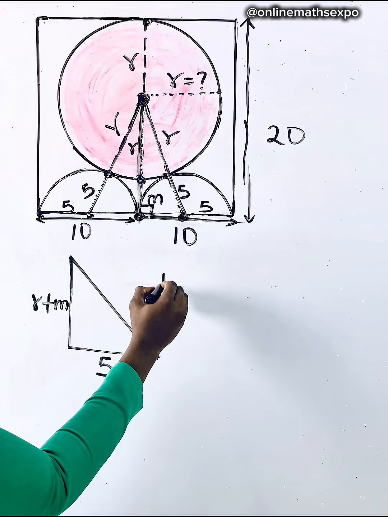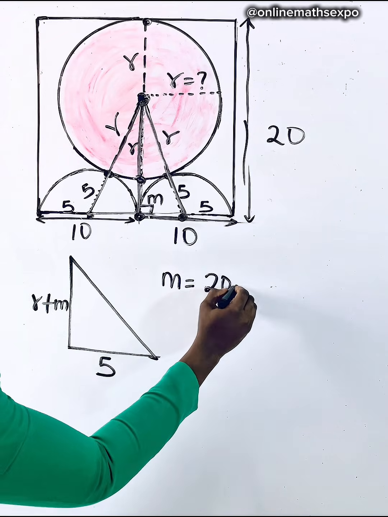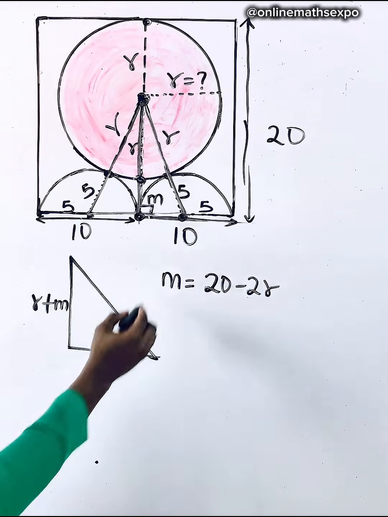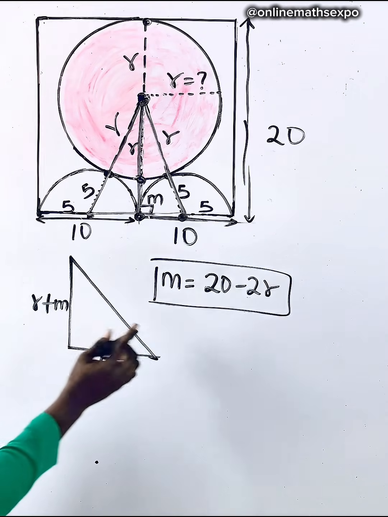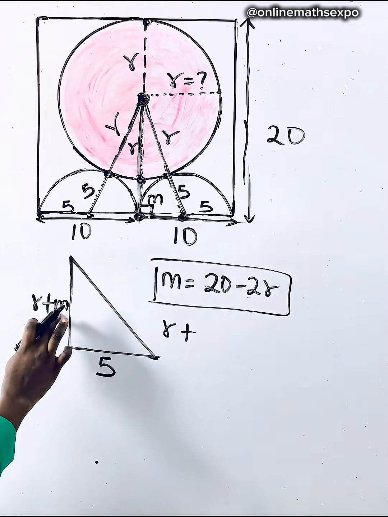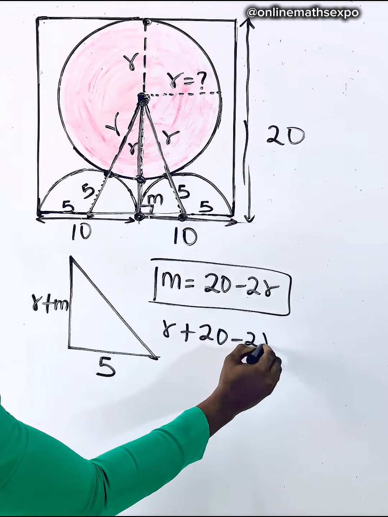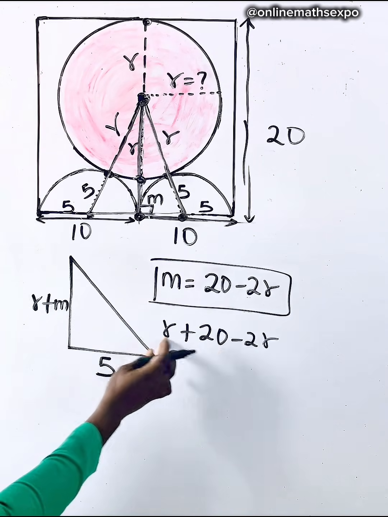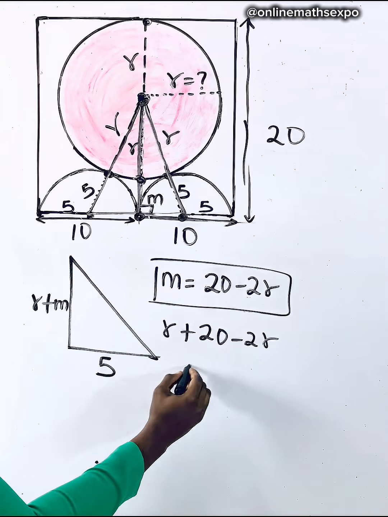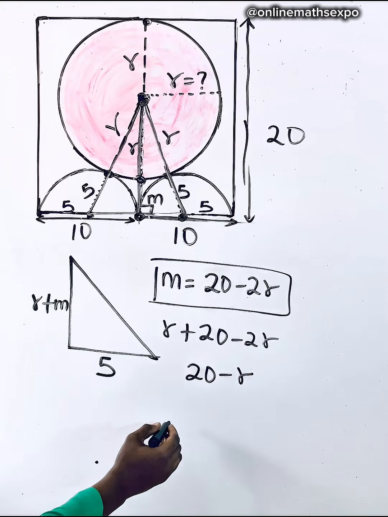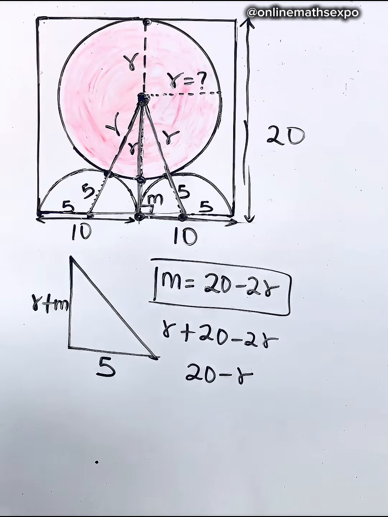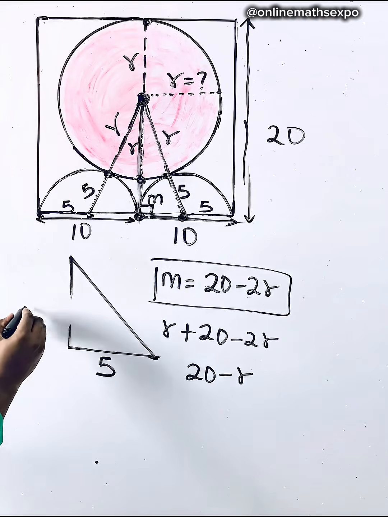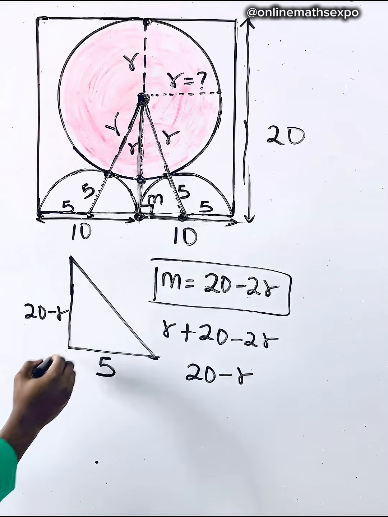But remember we said M is equal to 20 minus 2R. So if you substitute M in this expression, it means we have R plus M is 20 minus 2R. So if you simplify, this minus this gives us R. So we have 20 minus R. It means that this length here is given as 20 minus R. So let's replace it with 20 minus R. So here gives us 20 minus R.